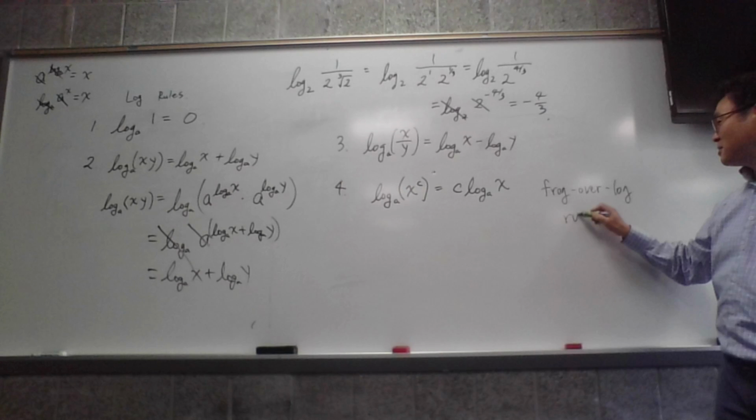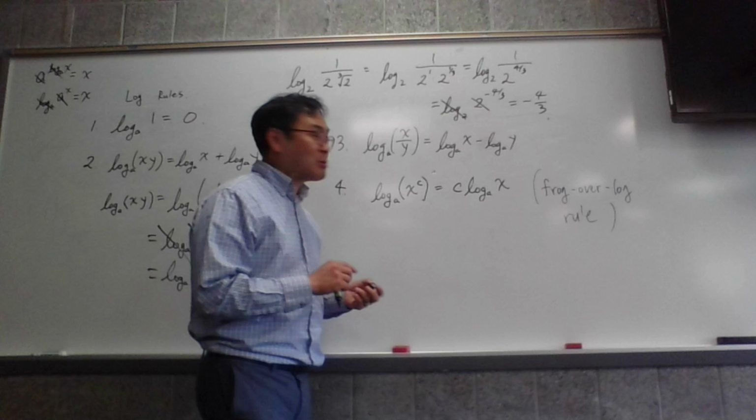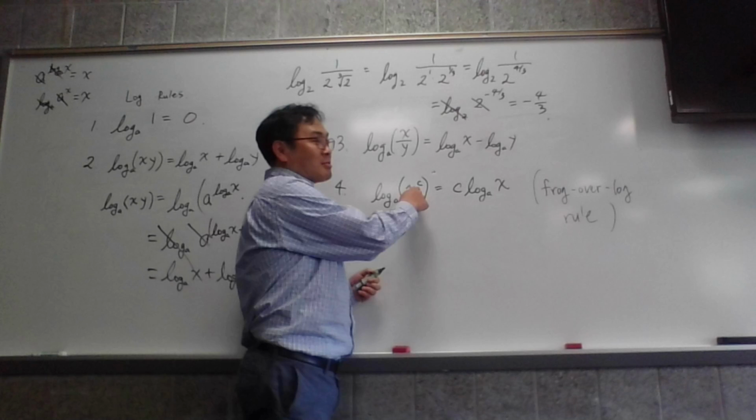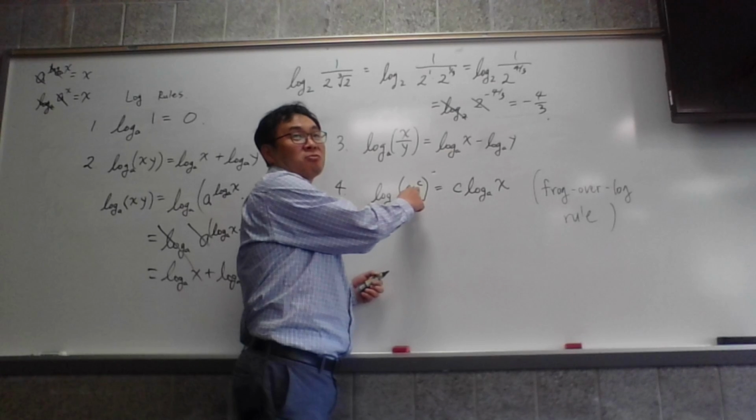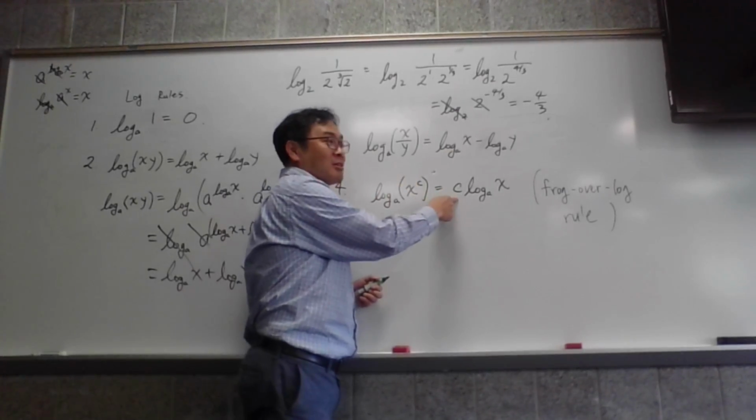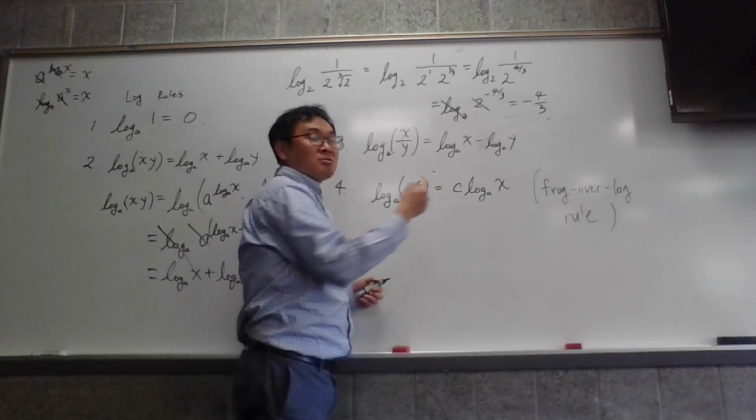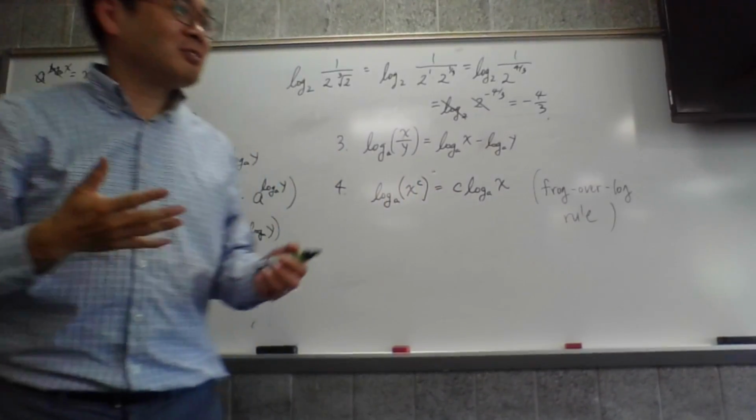So the picture book said the frog jumped over the log, right? So it rhymes, right? Frog over the log. And basically what I'm trying to say is that exponents inside the log, they behave like frogs. They jump over the log. And this is what you get, okay? Just have that picture image, and it just makes sense.